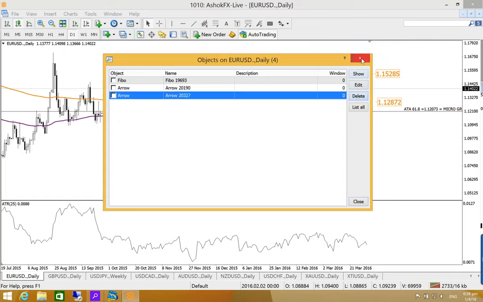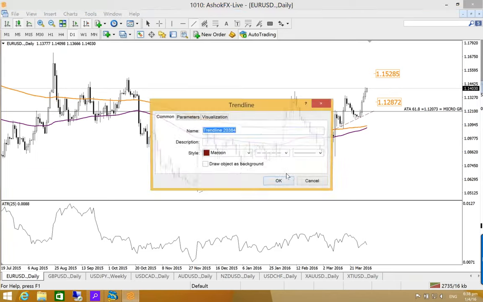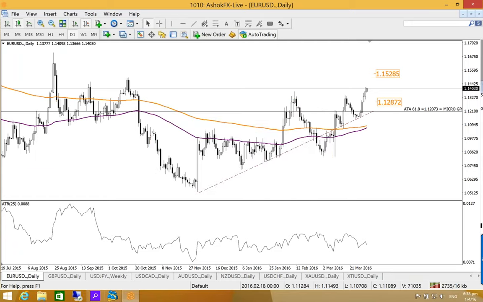Okay, that's it. My euro dollar is going to be... So I'm going to set my order for euro dollar. Let's draw some trend lines here. This is the trend here, nice trend, and I'm going to take one more here.